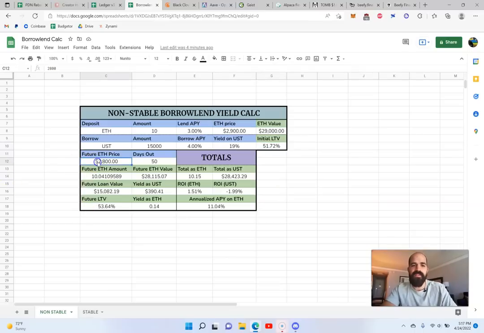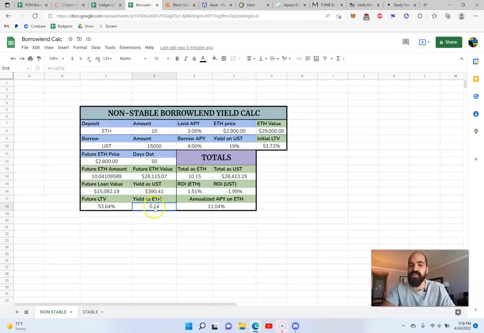We don't mind that. Let's say Ethereum goes down in the future, $2,800. Well, your future ETH amount is going to be higher, right? Because of that lend APY, the APY you get from collateralizing your Ethereum. Your loan value, however, is going to be higher because it's increasing by 4% per year, right? Your loan is increasing, which means you have to pay back more in the future. But you've made $309 on UST over 50 days, right? So you've made $309. Your loan is increased by 80, so really you made like 310, which is pretty good, right? You made 310. So future LTV, this is the yield as Ethereum.